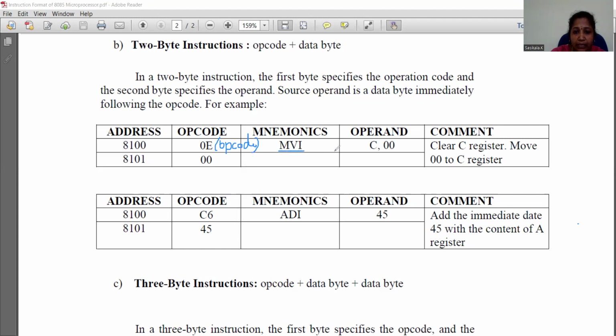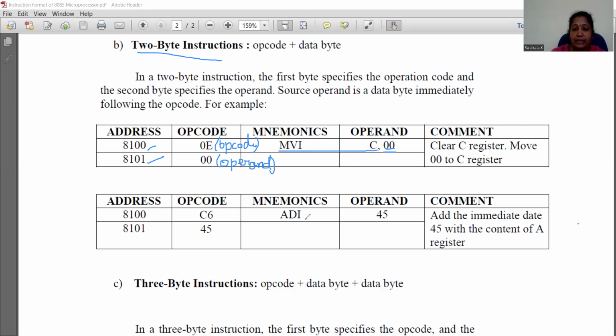For move immediate C, if you refer to the 8085 opcode sheet, you'll get 0E. So 0E is the opcode and the numerical data 00 is the operand or data. This move immediate C, comma 00 occupies 2 memory locations. That's why it is called a 2-byte instruction.